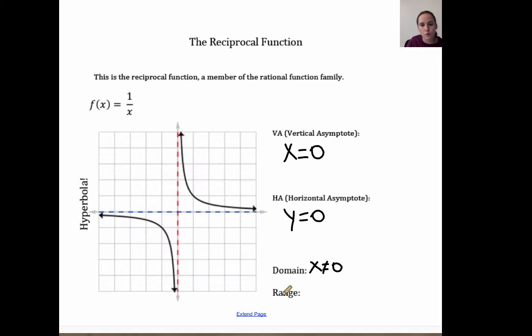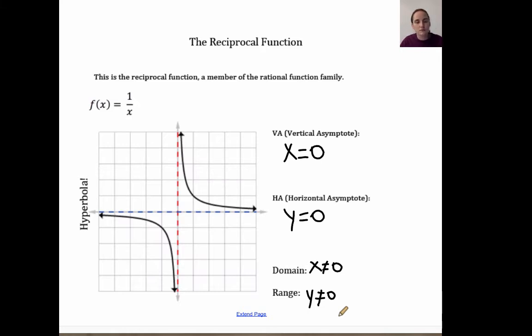Okay, the range. The range is affected by the horizontal asymptote here. Okay, again, if I come from the negative y values, you can see that the graph is using all of those negative y values, but when I get to 0, then I can't use 0 because there's a break in the graph. So we say y cannot equal 0. Okay, so that's the domain and the range.